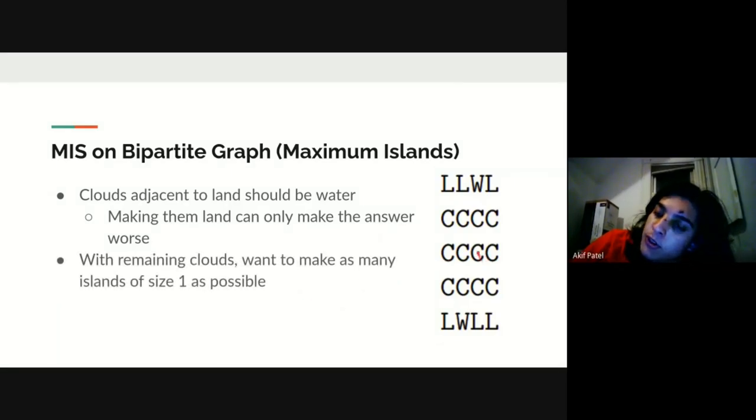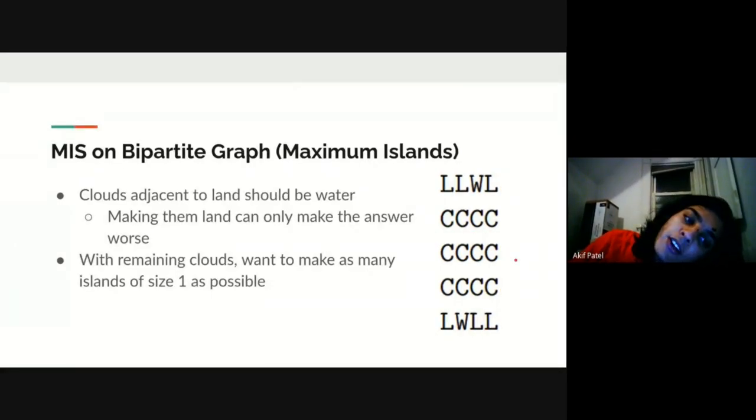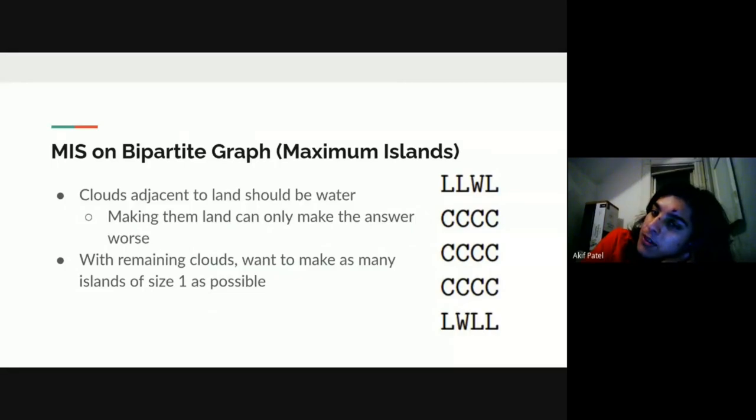Once you do that, you just have a bunch of clouds surrounded by water. And with those remaining clouds, you want to make as many islands as possible. As many islands of size 1 as possible, because again, there's no point in making an island bigger than size 1.